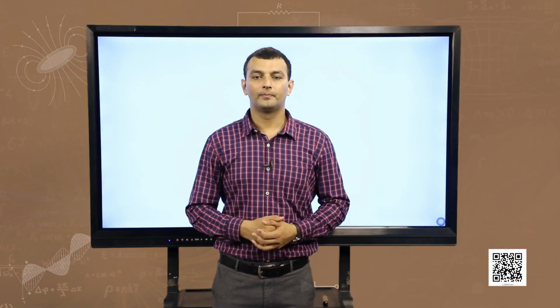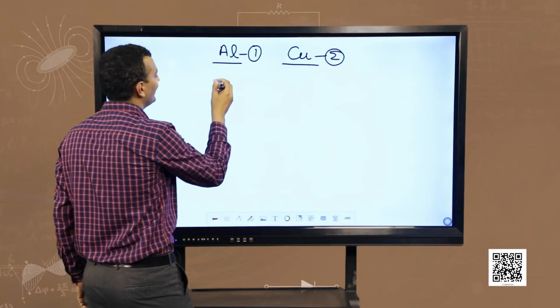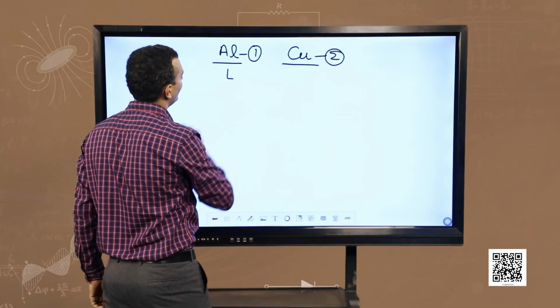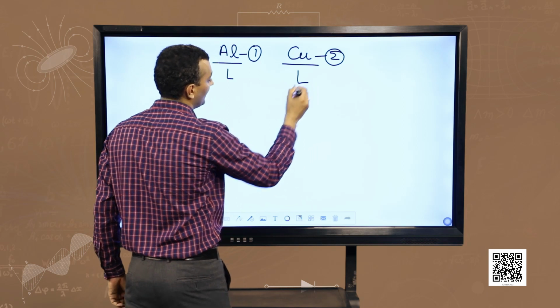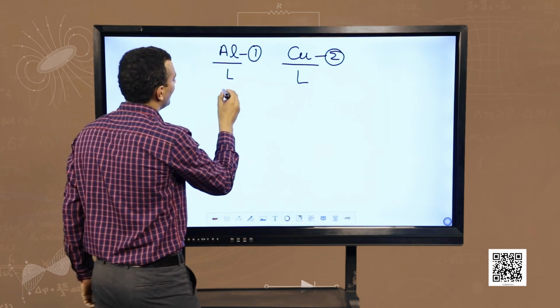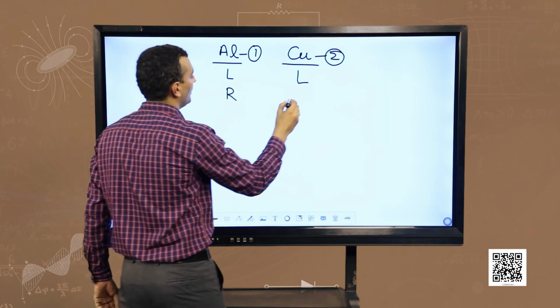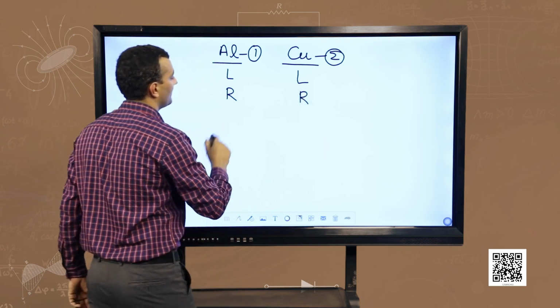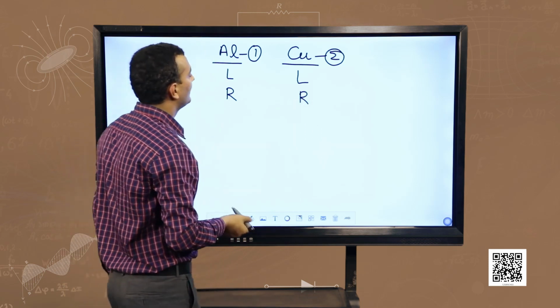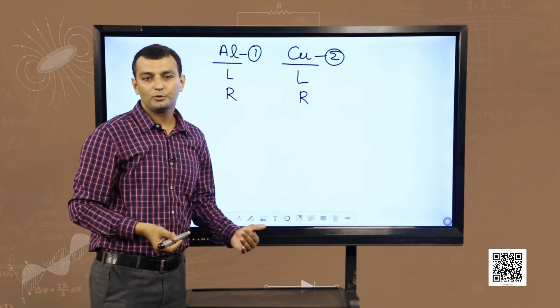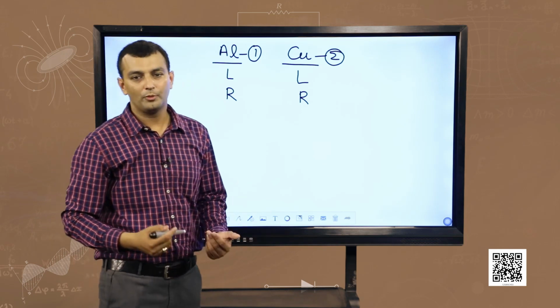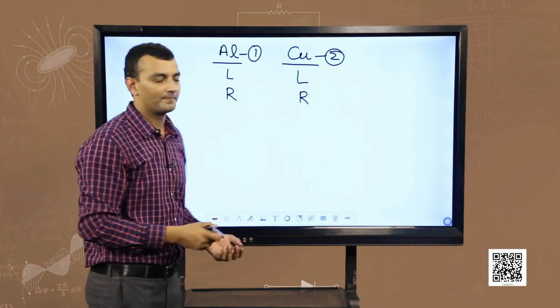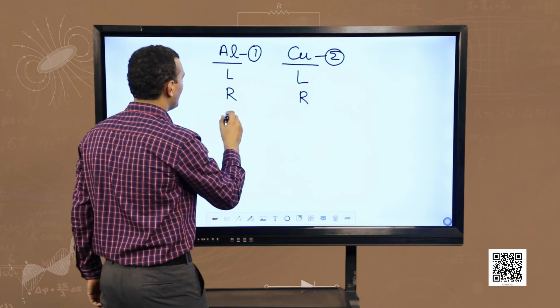Let us solve this problem. It is given that the length of both the wires is the same. We have taken it to be L. Resistance are also given to be the same, and we have to compare their masses. So how do we compare their masses?